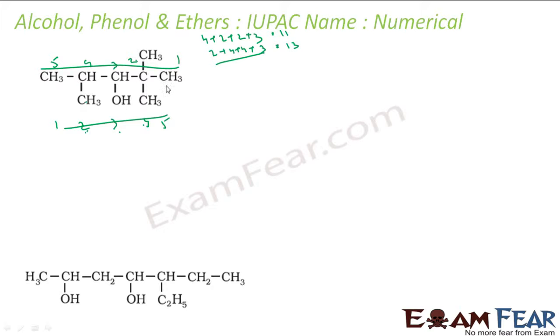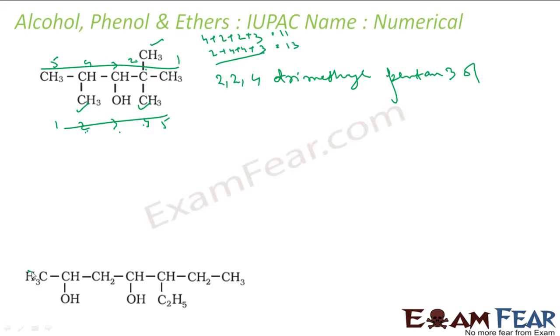Correct? Now this is done. It's pretty easy now. I have methyl and I have methyl as substituents here. So 1, 2, 3, methyls at 2, 2 and 4 positions. It is 2,2,4-trimethyl, and the longest chain is 5, pentane. At third I have an OH group, pentan-3-ol.